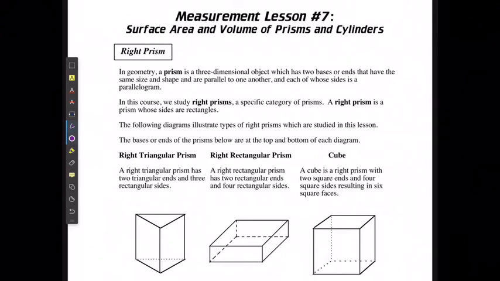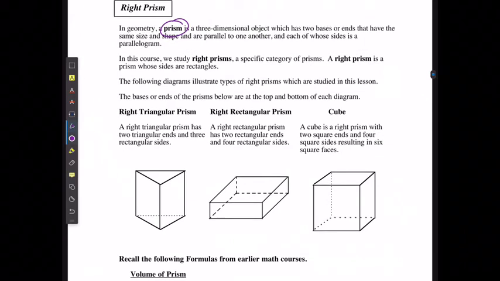Alright, for this lesson we're going to take a look at the surface area and volume of prisms and cylinders. In geometry, a prism is a three-dimensional object which has two bases or ends that have the same size and shape and are parallel to one another, and each of whose sides is a parallelogram. In this course, we focus on right prisms, a specific category of prisms.